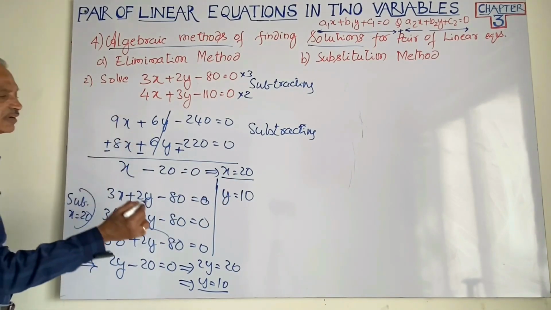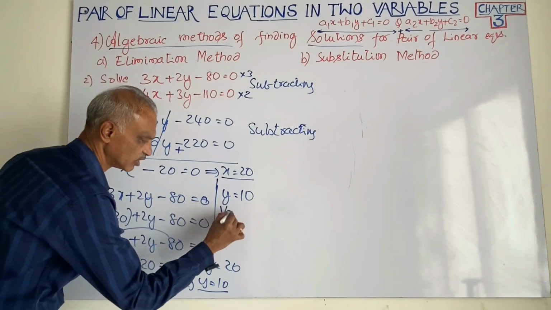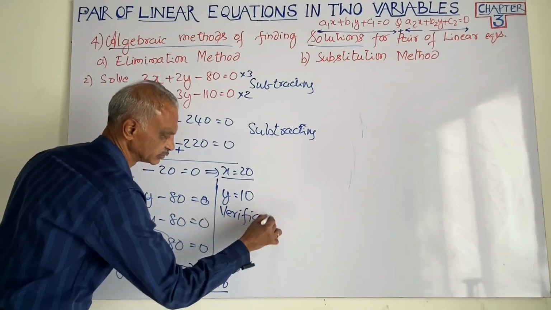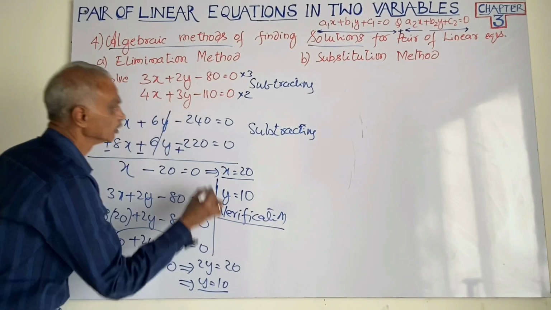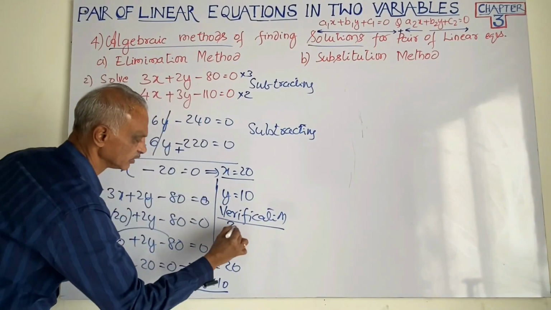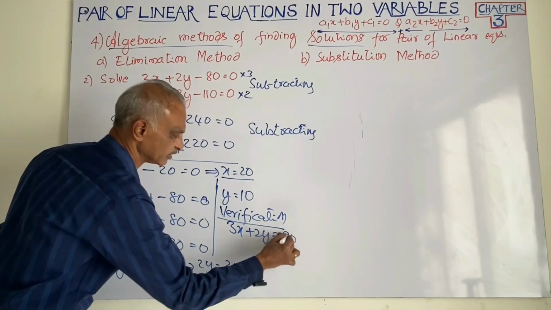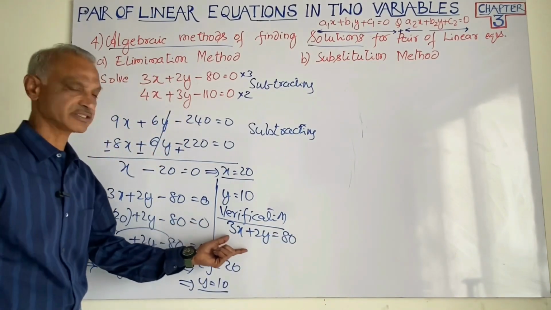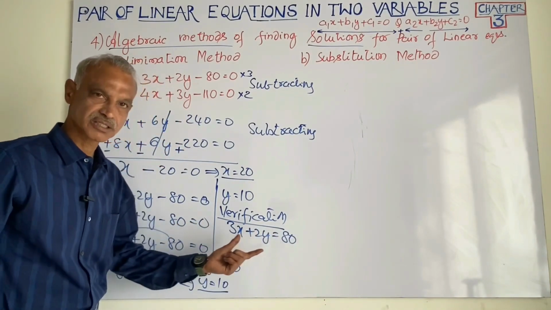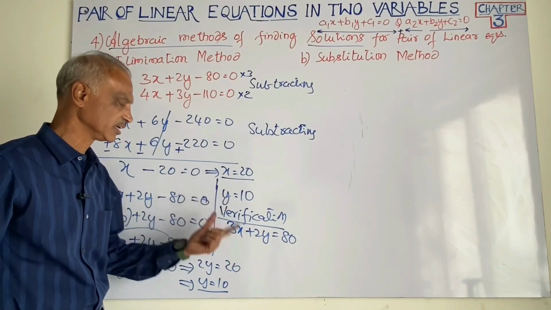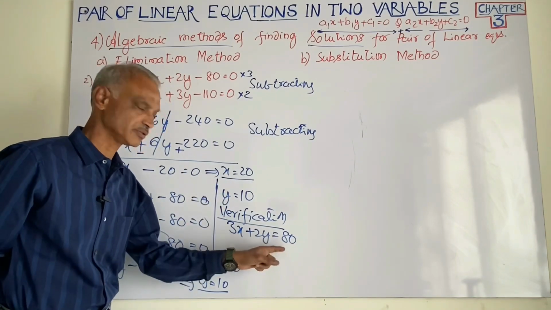Verify whether our answer is true or false. Verification. You take this equation, 3x plus 2y is equal to 80. Substitute the values of x and y in LHS so that you should get 80.